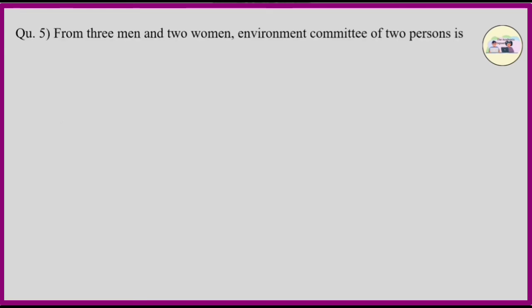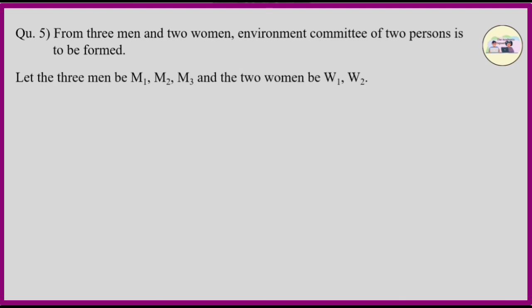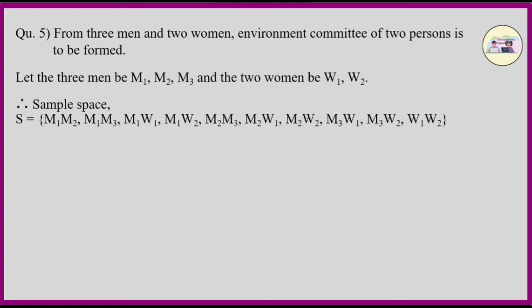Next question. From 3 men and 2 women, an environment committee of 2 persons is to be formed. Let the 3 men be M1, M2 and M3 and the 2 women be W1 and W2. Out of these men and women, an environment committee of 2 persons is to be formed. Therefore, sample space S is equal to {M1M2, M1M3, M1W1, M1W2 and so on}. Therefore, n(S) is equal to 10.